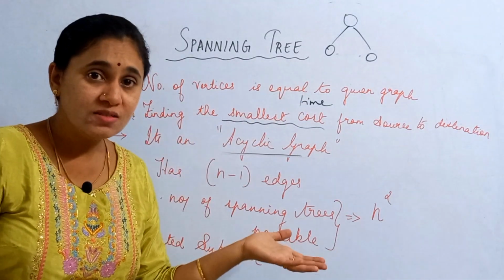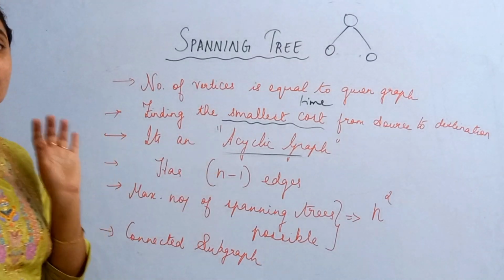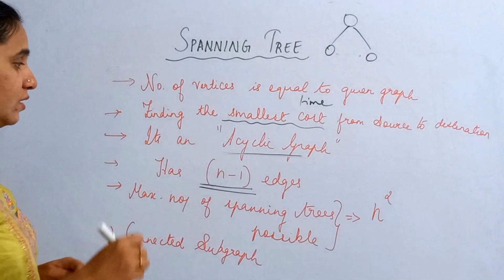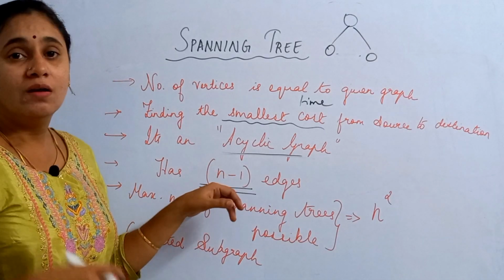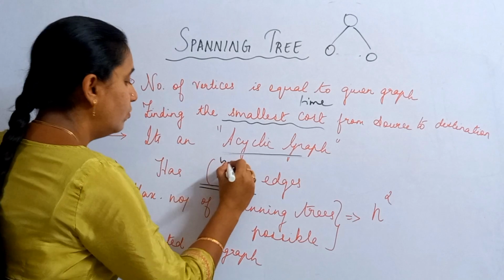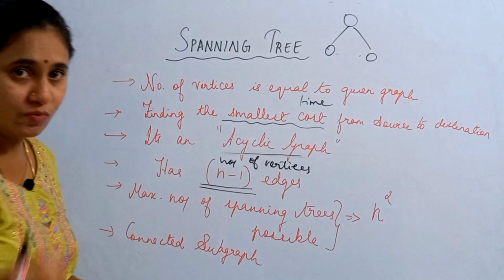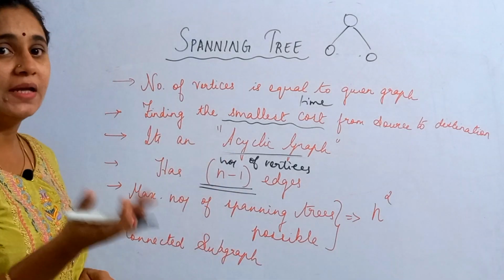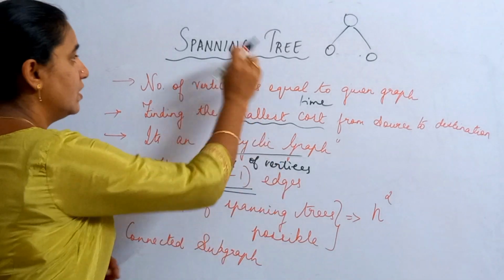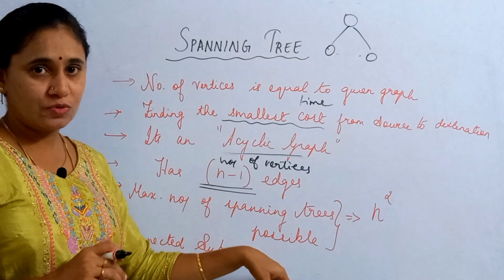Next, after constructing the spanning tree, it will have n minus 1 edges. Friends, please make a note of it. It is a very important point. So n stands for the number of vertices. So the number of vertices minus 1 will be the total number of edges present after constructing this spanning tree.